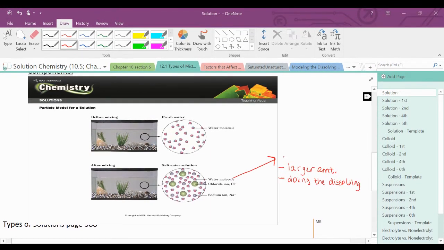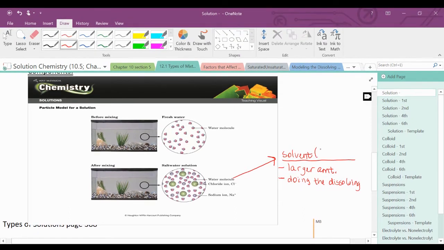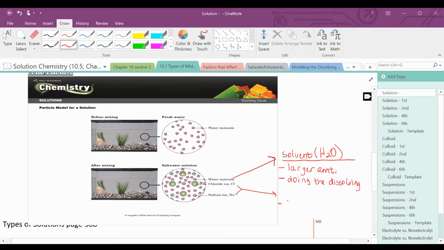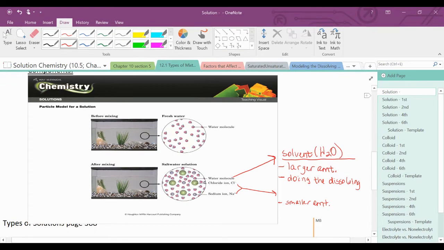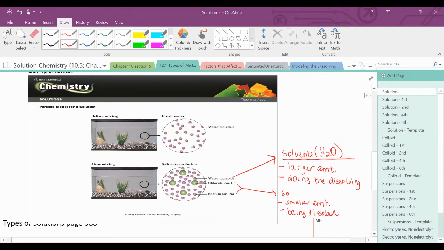And we refer to that substance as being the solvent. Okay. And so in this example, water is the solvent, but it doesn't have to be water. Now, the other particles that we see here, the sodium and chloride ions, come from the salt. And this is present in the smaller amount, and it is the substance that is being dissolved. And we refer to this as the solute.